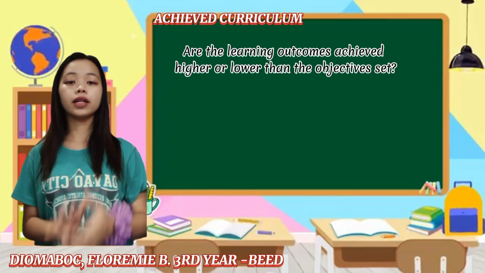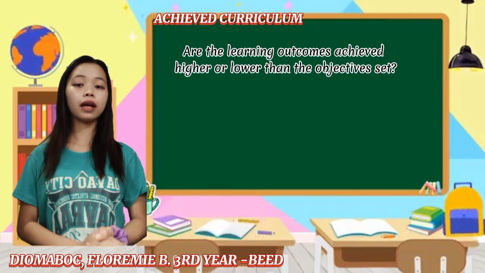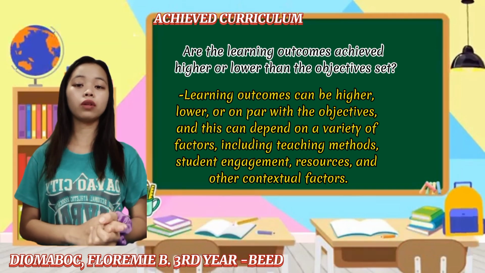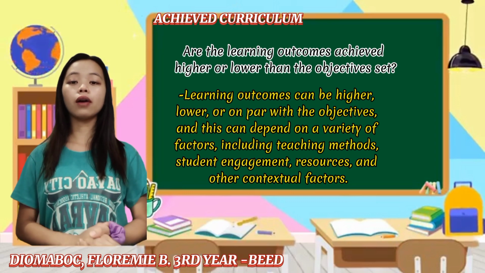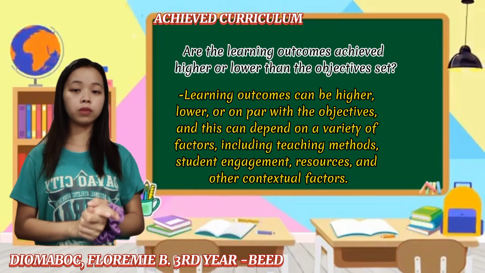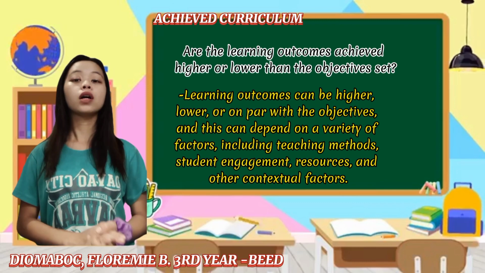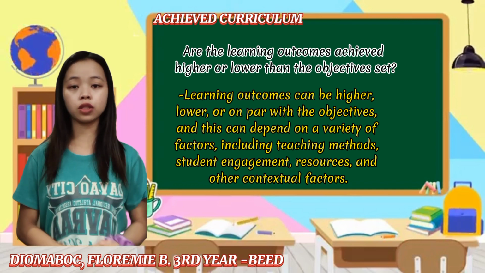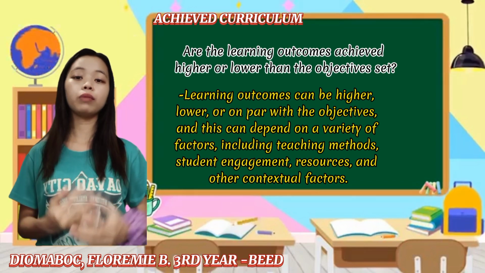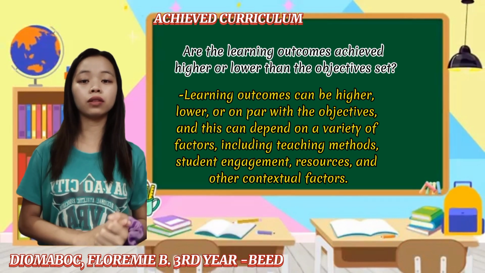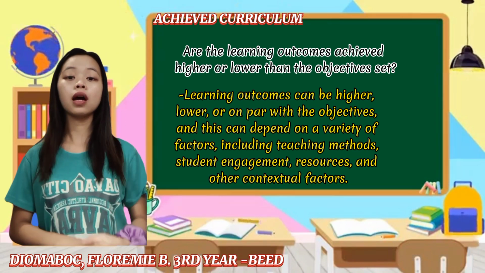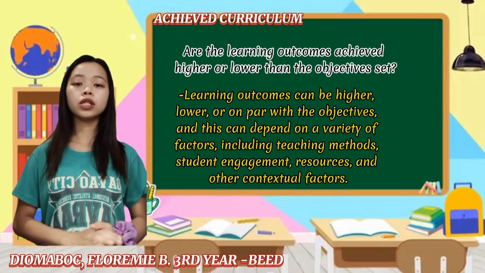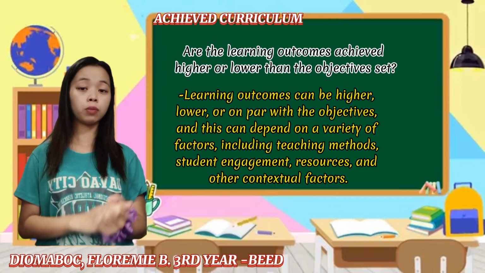The second question is, are the learning outcomes achieved higher or lower than the objectives set? So the extent to which learning outcomes achieved by the learners compare to the objectives set can vary. Learning outcomes can be higher, lower, or on par with the objectives, and this can depend on a variety of factors, including teaching methods, students' engagement, resources, and other contextual factors. So the goal is typically to meet or extend the objectives, but it's not uncommon for some learners to excel beyond expectations, while others may struggle to meet them. So regular assessment, feedback, and adjustment of teaching strategies can help align outcomes with the intended objectives.